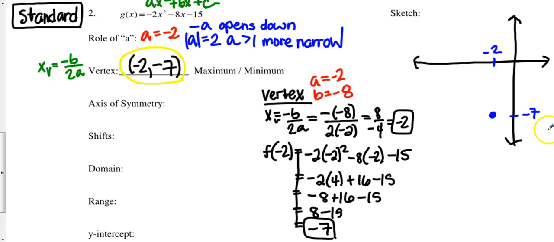How do I know how to sketch from here? Well, to move forward, we'll take a look at A. A tells us that it's going to open down and that it's more narrow. So I'm going to sketch a parabola that is opening down and is visibly more narrow. I can label my vertex -2, -7.